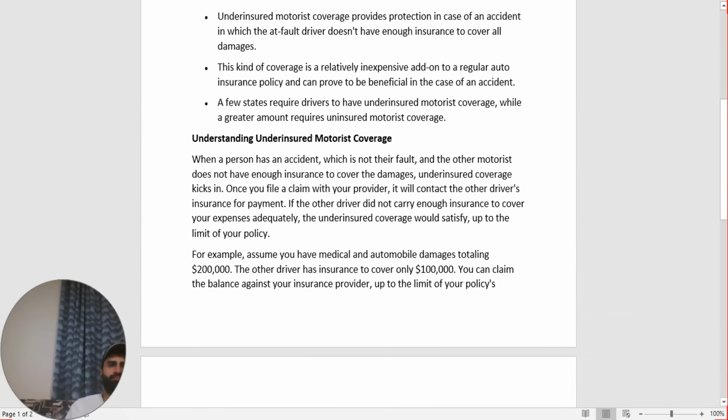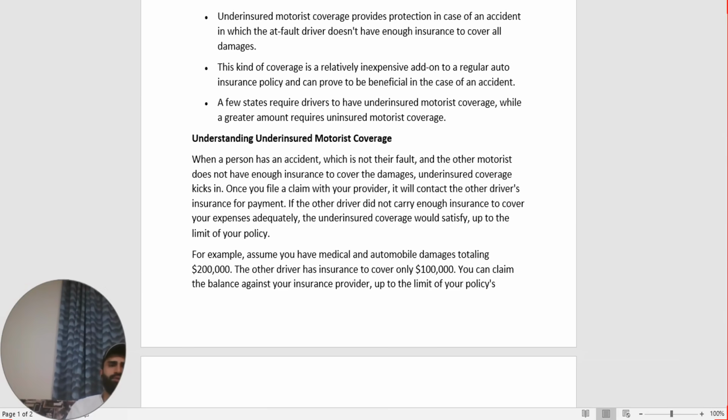Underinsured motorist coverage provides protection in the case of an accident in which the at-fault driver doesn't have enough insurance to cover all the damages. This kind of coverage is a relatively inexpensive add-on to a regular auto insurance policy and can prove beneficial in the case of an accident. A few states require drivers to have underinsured motorist coverage, while a greater number require uninsured motorist coverage.